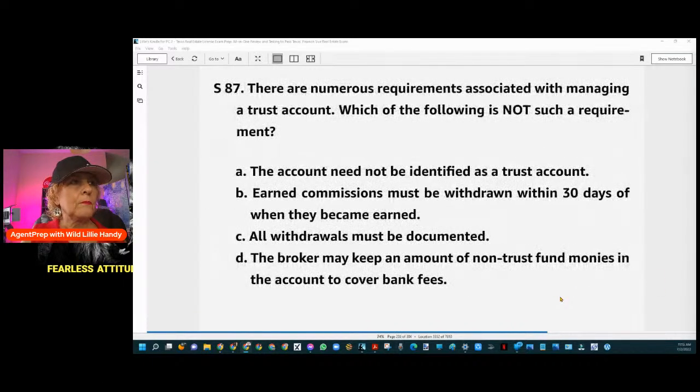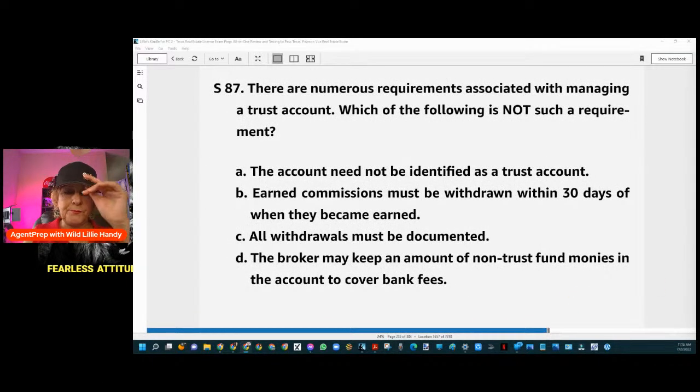Number 87. There are numerous requirements associated with managing a trust account, right? A trust account. Okay. Which of the following is not a requirement? A, the account need not be identified as a trust account. B, earned commissions must be withdrawn within 30 days of when they became earned. C, all withdrawals must be documented. Or D, the broker may keep an amount of non-trust fund monies in the account to cover bank fees.